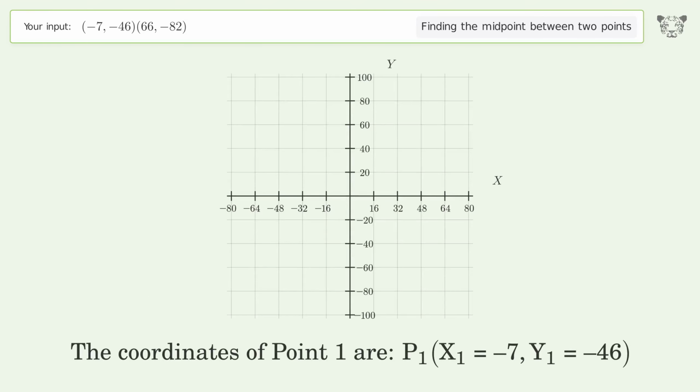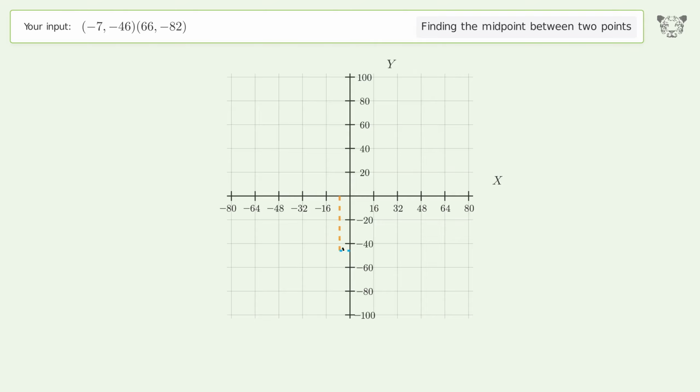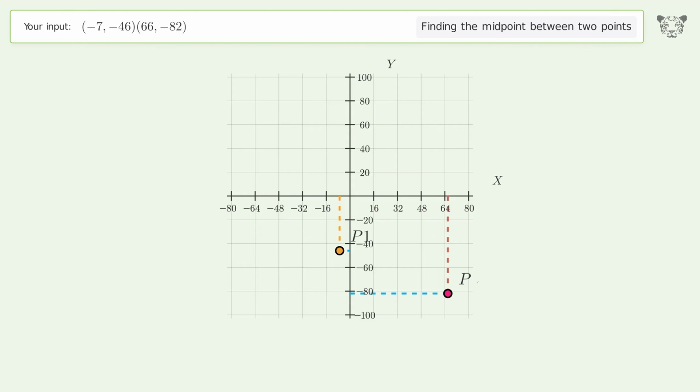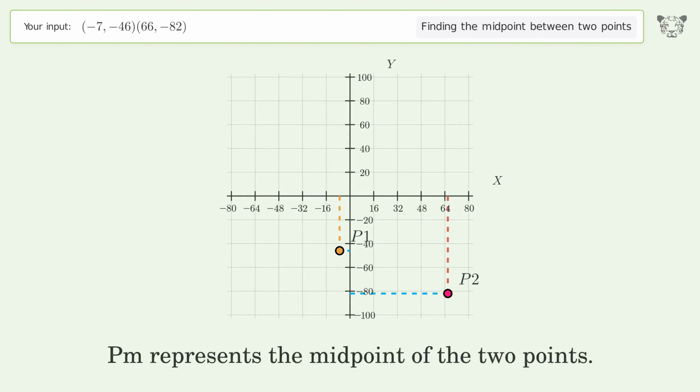The coordinates of point 1 are x1 equals -7, y1 equals -46. The coordinates of point 2 are x2 equals 66, y2 equals -82. PM represents the midpoint of the 2 points.